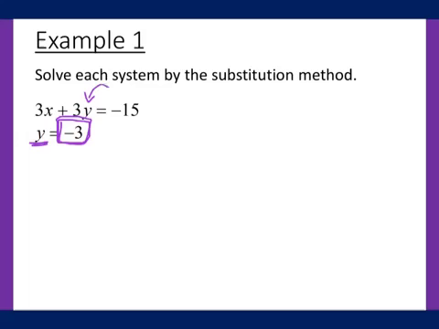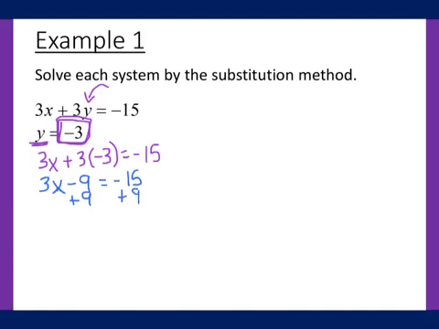So what we can do is substitute in that -3 where our y is, so that we get 3x plus 3 times -3 equals -15. And then from there we have to just solve for x. So 3 times -3 is -9. And then we would add 9 and divide by 3 to finish this off. And when we're done with that, we get x equals -2.